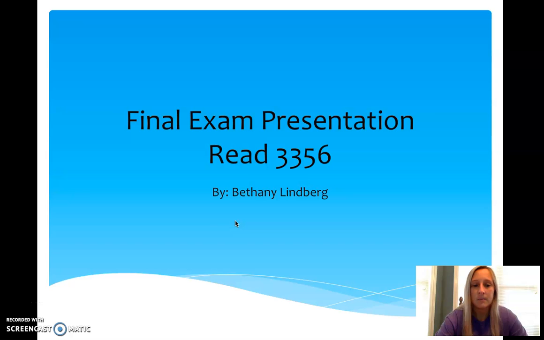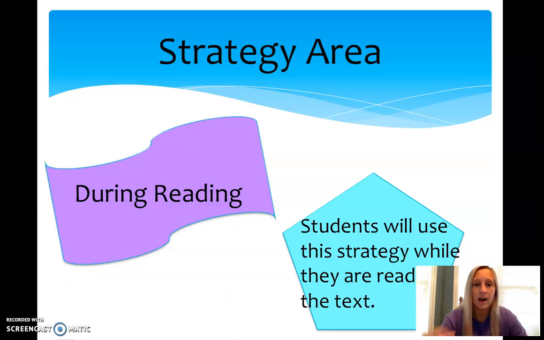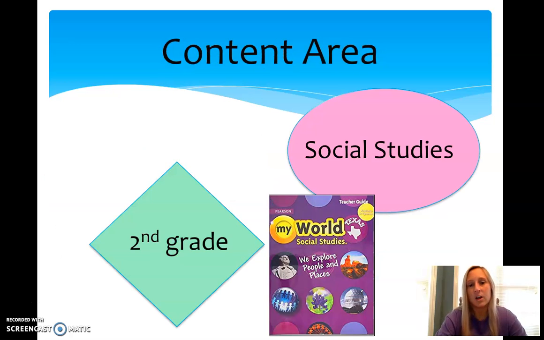My strategy area was for during reading, and that pretty much means that students will use the strategy while they are reading the text. The content area I had was second grade social studies, so I actually used this textbook right here, My World Social Studies, We Explore People and Places. It was pretty easy to evaluate for the textbook evaluation. It had a lot of great resources, so it was a great textbook to use.